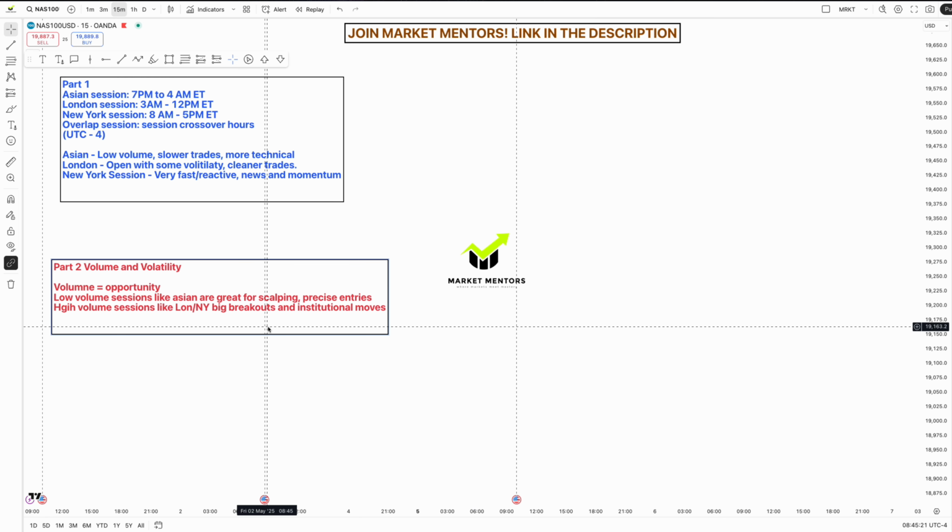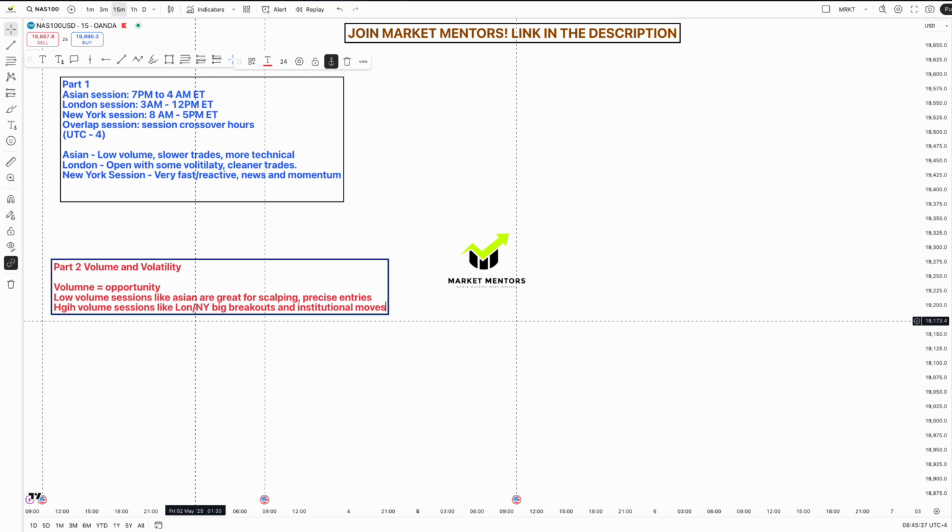Or you might need to swing trade or hold your trade longer if you place it during Asian session. That's a good key to know, because it might take a while for it to move up to your take profit or your stop loss. So that's a good one to know. That's it for part 2.